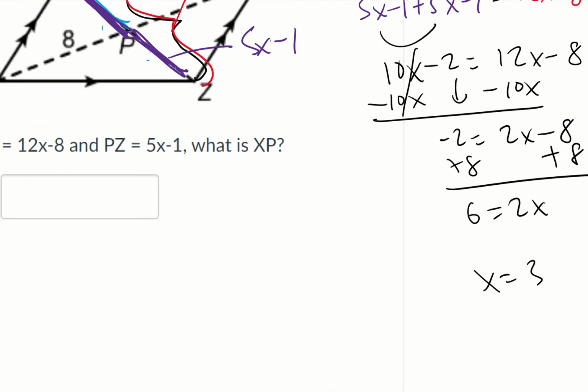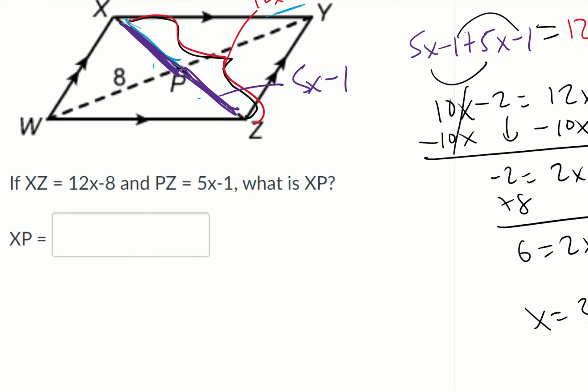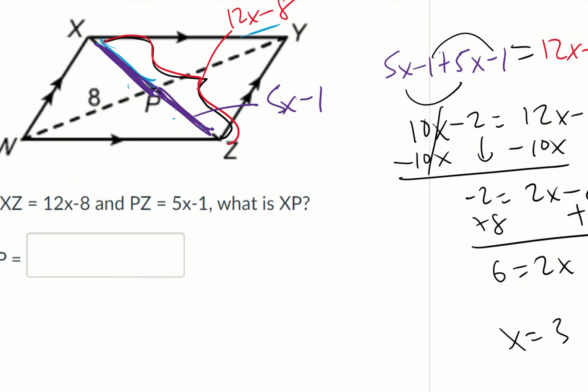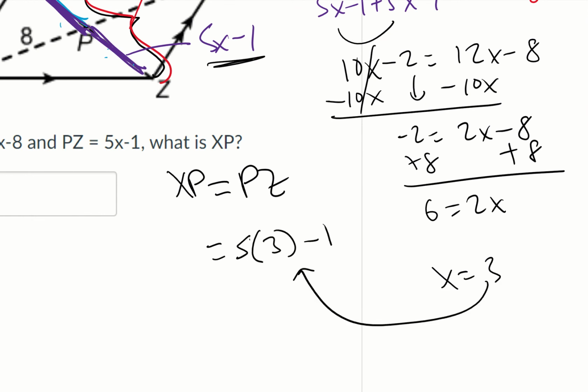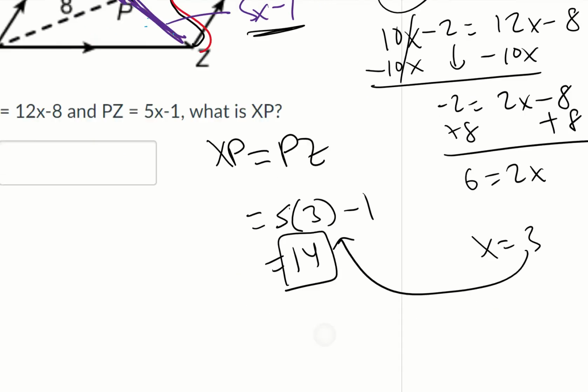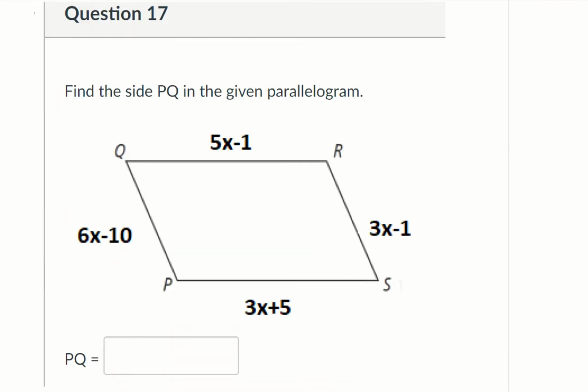So once we get x, we can plug it in and get XP. Remember that XP is the same thing as PZ. So if we know what PZ is, we know what XP is. And PZ is 5x minus 1. So let's go ahead and plug it into PZ. We know that PZ is 5 times x. So we got 5 times 3 minus 1, which is 14. Okay, so we got our value of XP.